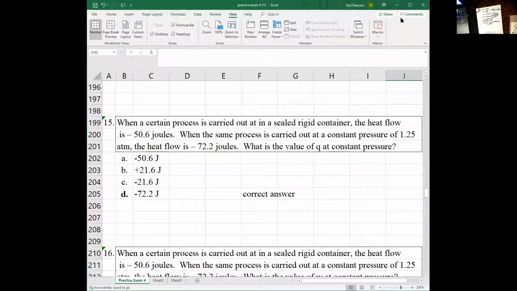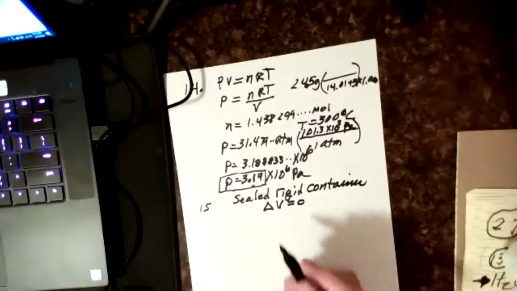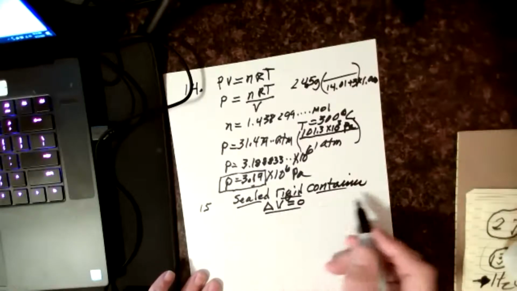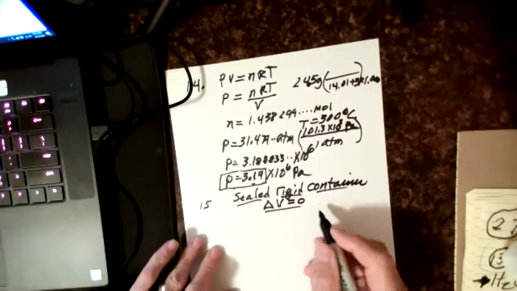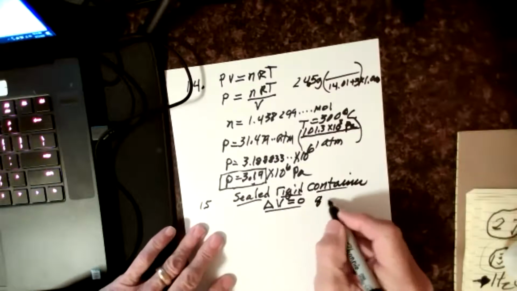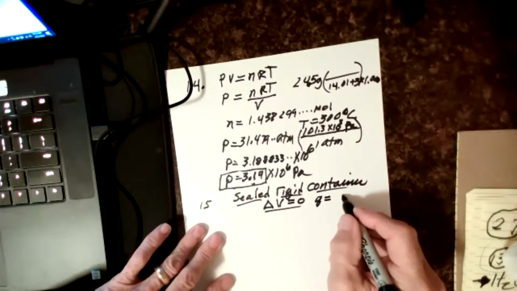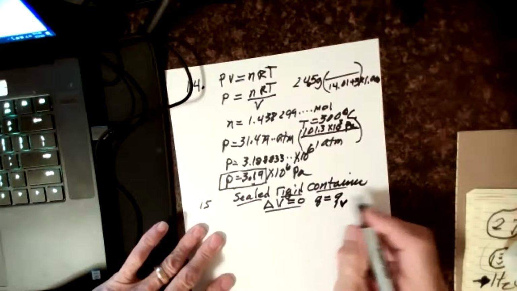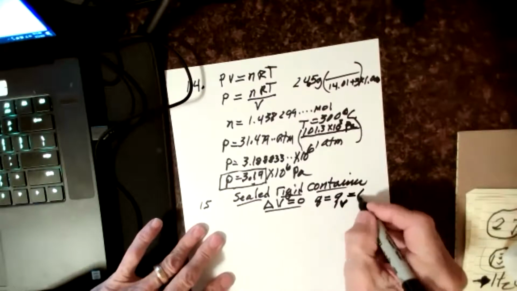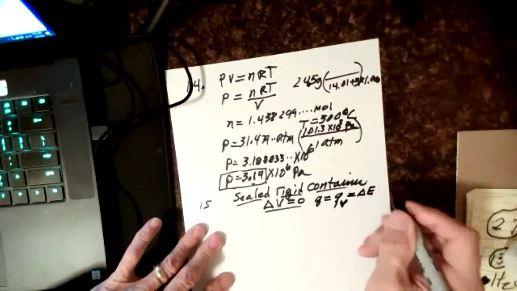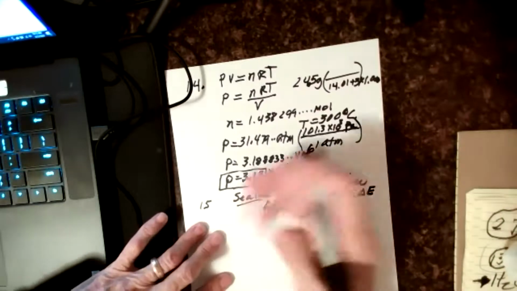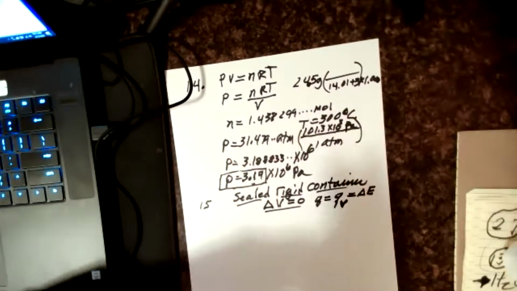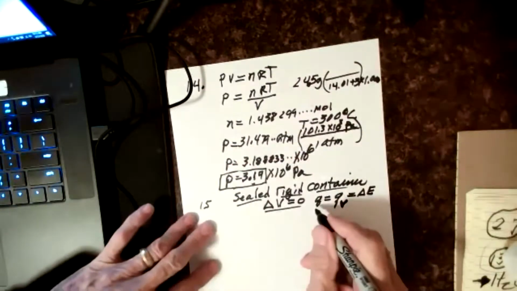Yes. Thank you. So anything that's carried out in a sealed rigid container, the volume is not going to change. So when I measure a heat flow, Q, that's going to be equal to Q at constant volume, and that's also going to be delta E. There may be some other, that may not be the point of this problem. Let's just look and see what we got. But it's in a sealed rigid container.